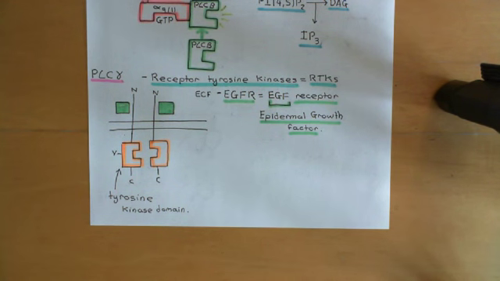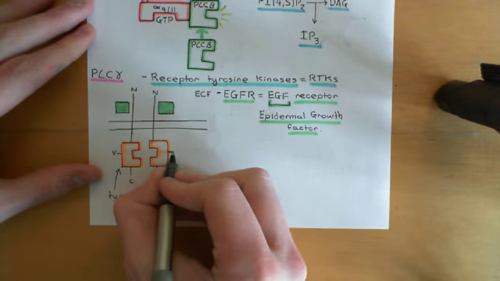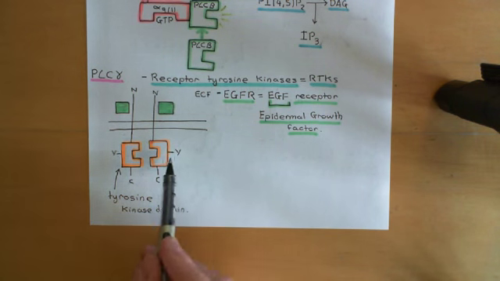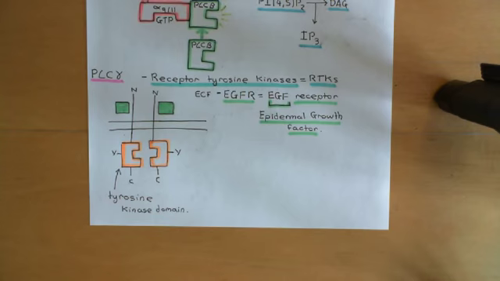Okay, so we've brought our two receptor tyrosine kinases close together. Now, this one's tyrosine kinase domain will also be working at a very low level because it hasn't had this phosphorylation site phosphorylated. Now, here's what happens now.